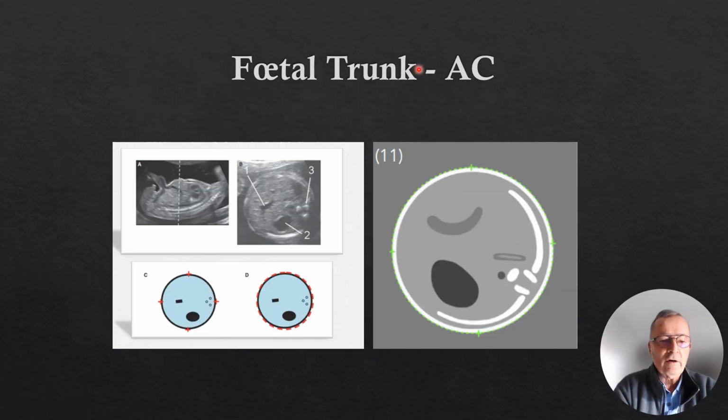Regarding the fetal trunk, the measurement of the abdominal circumference is also done obliquely from the front to the back, as you can see on this image on the left. The two essential landmarks are the stomach on the left flank and the portal sinus in the middle. Sometimes you can see the upper part of both adrenal glands.